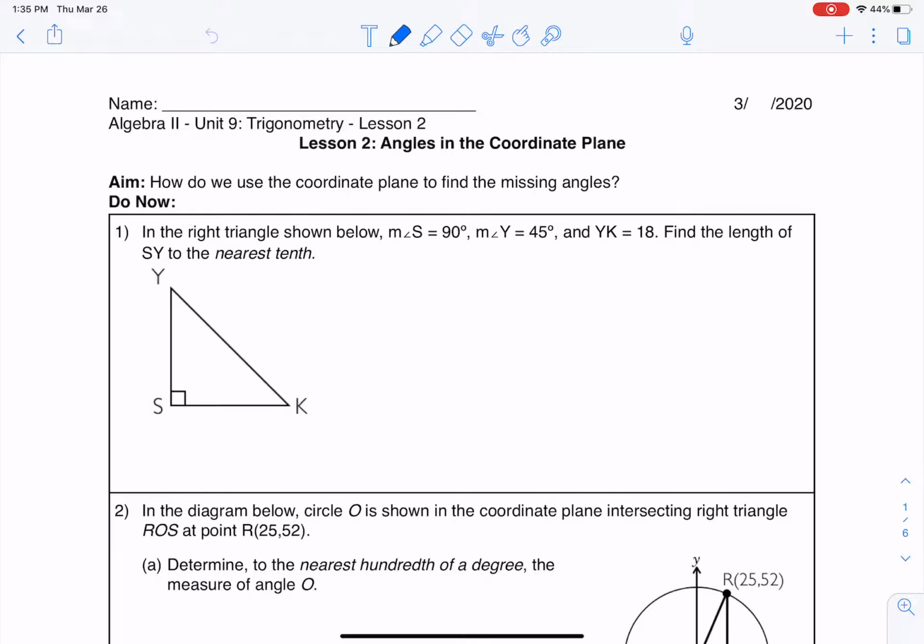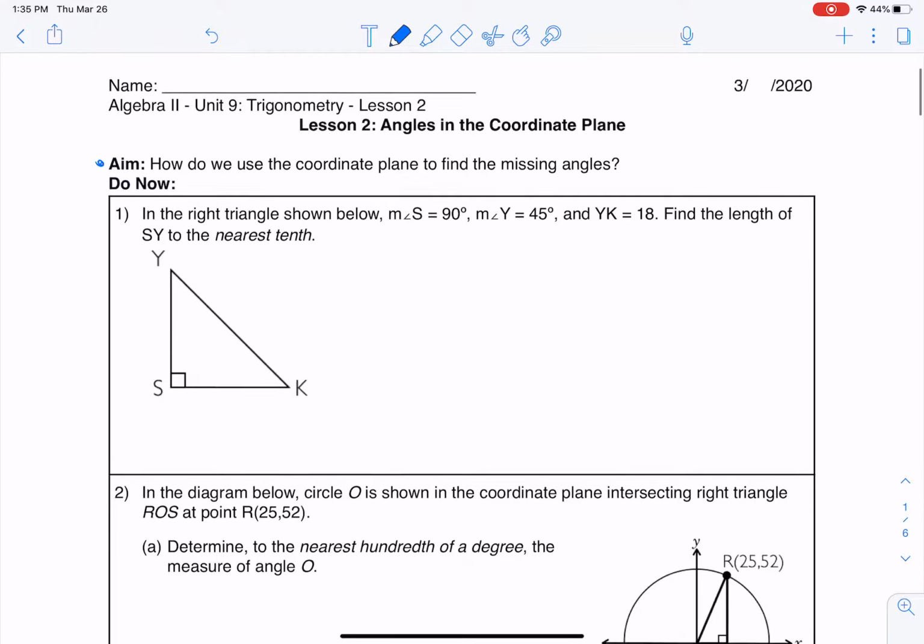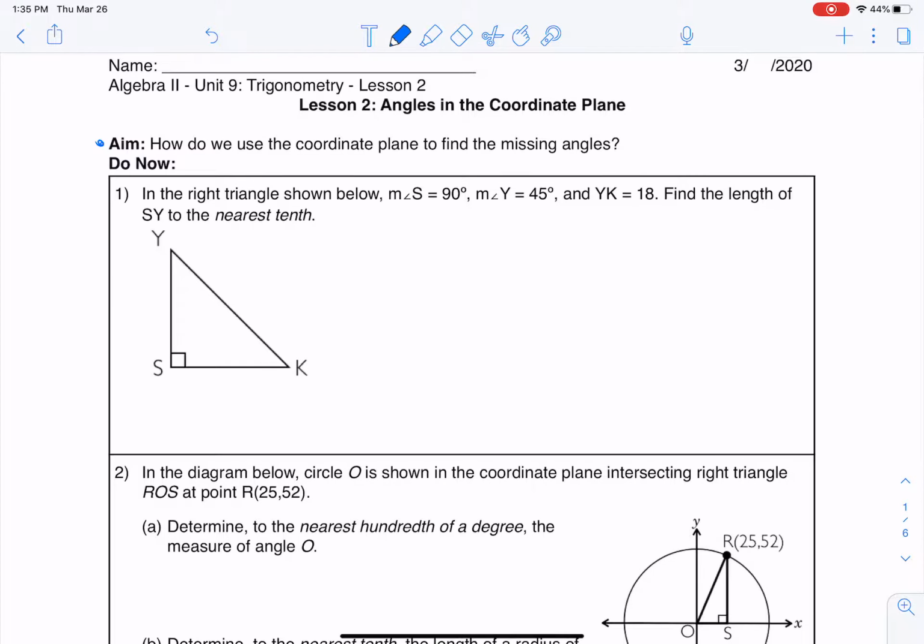So in this lesson, what we're going to look at is how do we use the coordinate plane to find missing angles, or angles we don't know. So let's just go through the do now. That's what will be in this first video.